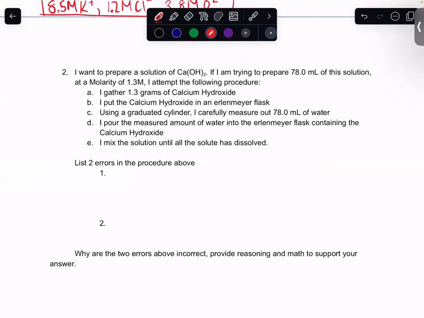List 2 errors. Well, first off, I know that 1.3 molar CaOH is not the same as 1.3 grams. Molarity must first be converted into moles, and moles must be converted to grams. So right at the top, A, we don't equate grams with molarity. Grams does not equal molarity. Please know.